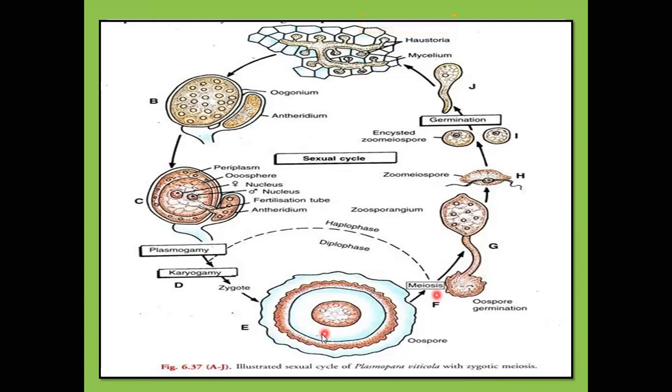These oospores are developed when male and female gametes fuse with each other. Suppose this is the oogonium and this is the antheridium. The male nuclei migrate toward the female nuclei, so finally the oospores develop. The oospore is a spore produced by the sexual reproduction method. A two-walled sexual spore is produced by Plasmopara viticola.